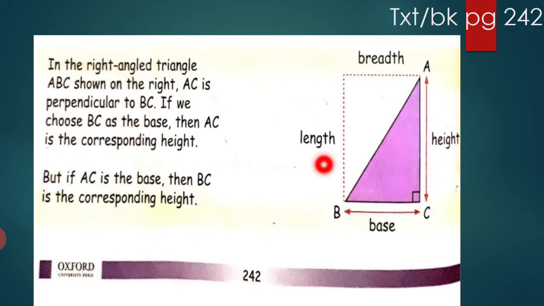Here is textbook page 242, students, and I have a right angled triangle in front of me. If you are going to take BC to be the base, then you have to take AC to be the height. Similarly, if you are going to take AC to be the base, then you have to take BC to be the height of this right angle triangle.